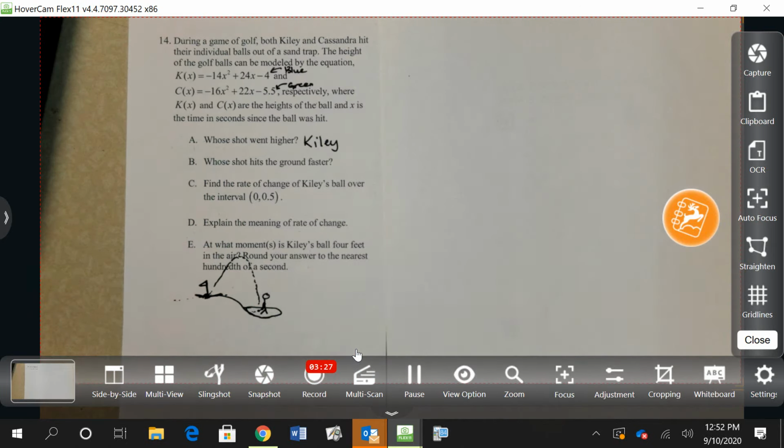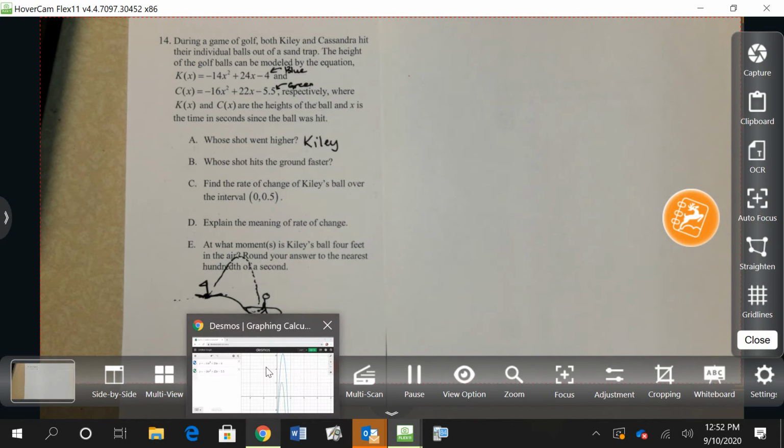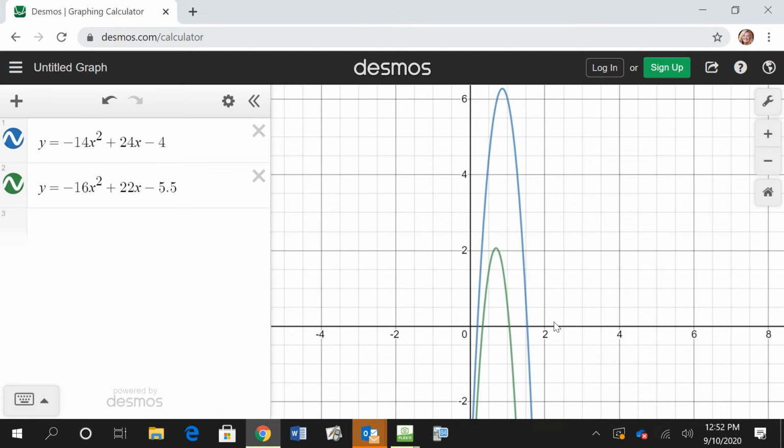Now, whose shot hit the ground fastest? So this is the ground, and I can see that green, which represents Cassandra, if I click there, it says it only took 1.07 seconds before Cassandra's ball hits the ground. But for Kylie, it takes 1.527 seconds. And that makes sense. Kylie's ball went higher in the air, so it takes a little bit longer for it to come back down. Again, part B was whose shot hits the ground quickest, and that is going to be Cassandra.